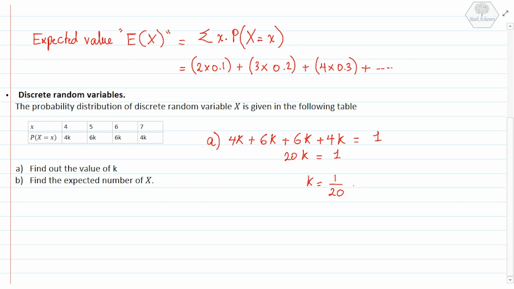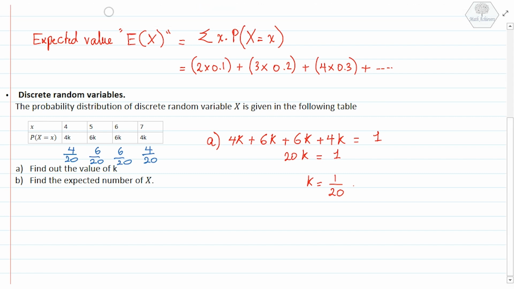After finding the value of k, I simply can write down the probabilities. This is 4k, which means 4 over 20. This is 6k, which means 6 over 20. 6k, also 6 over 20. And 4k, which is 4 over 20. These are the probabilities. For part B, we need to find the expected value of x.